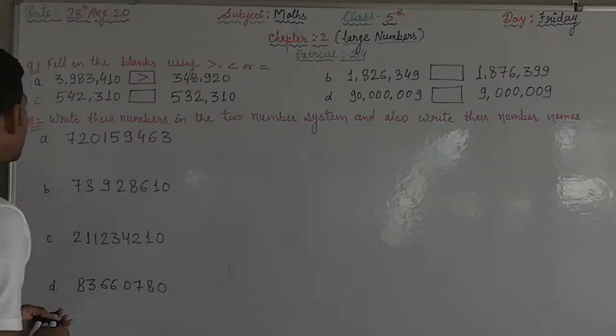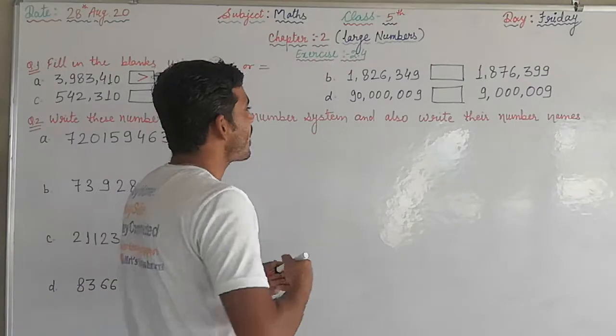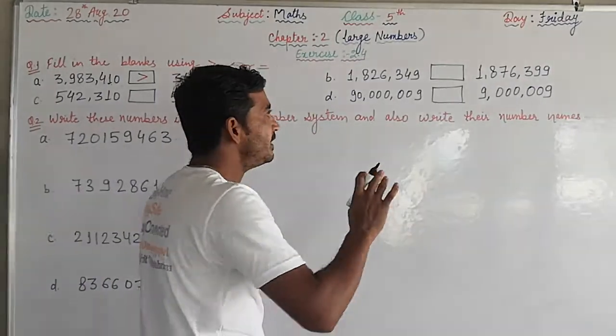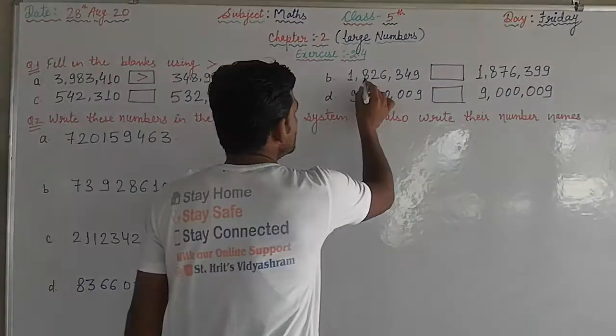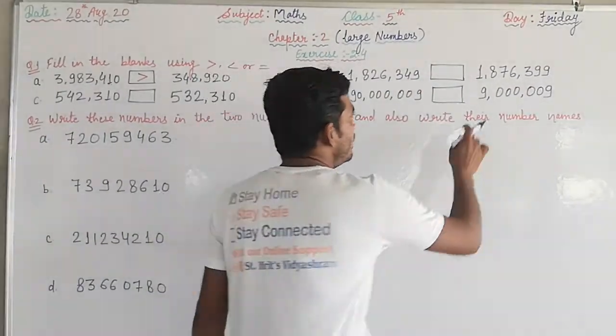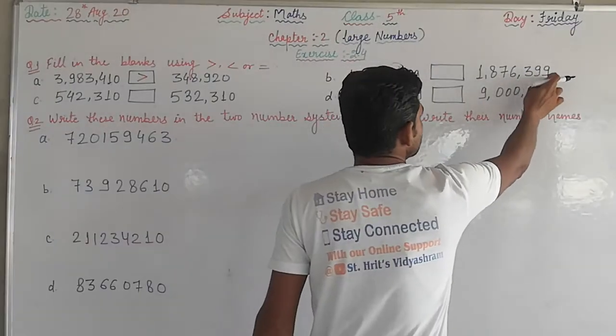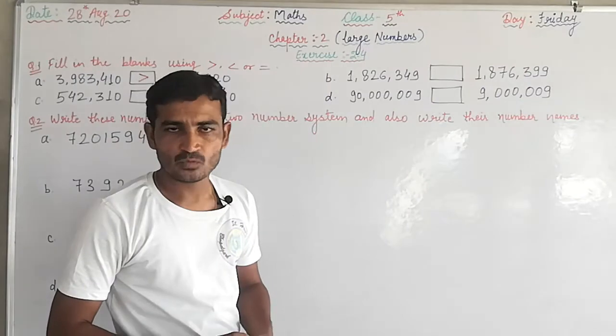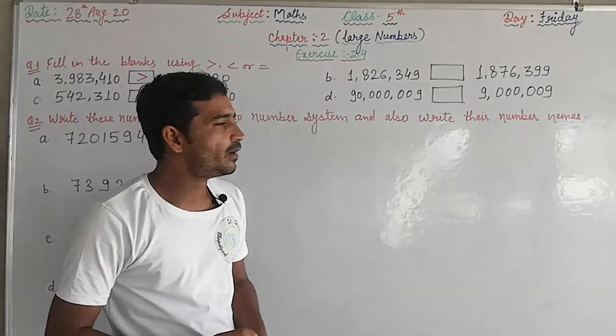Okay, see the B question. First of all, you have to compare on the basis of the number of digits in each number. 1 2 3 4 5 6 7. How many digits are there? 7. 1 2 3 4 5 6 7. Both the numbers have an equal number of digits.